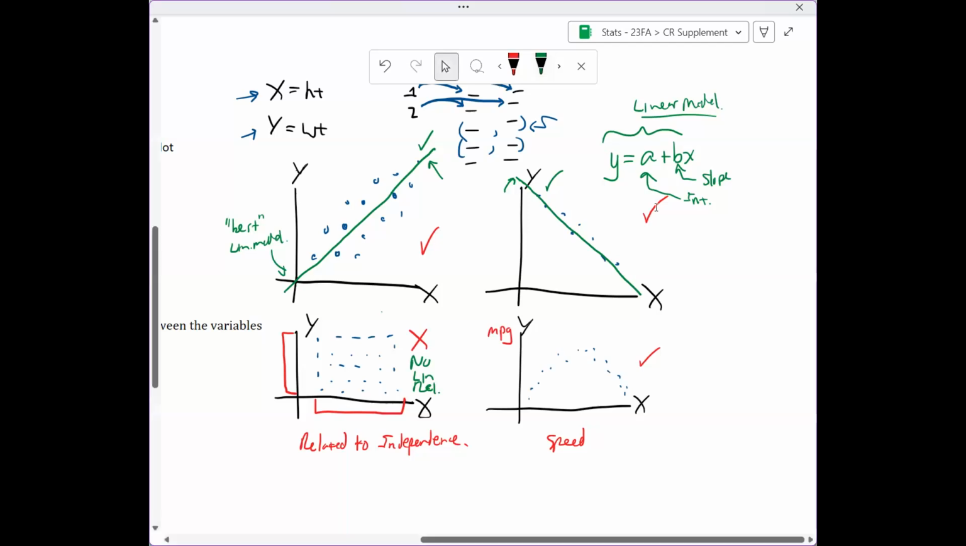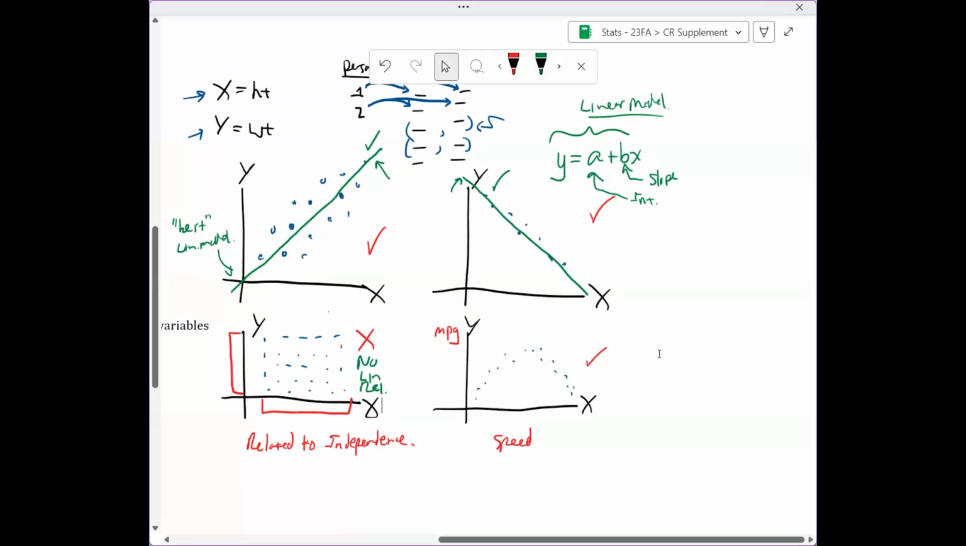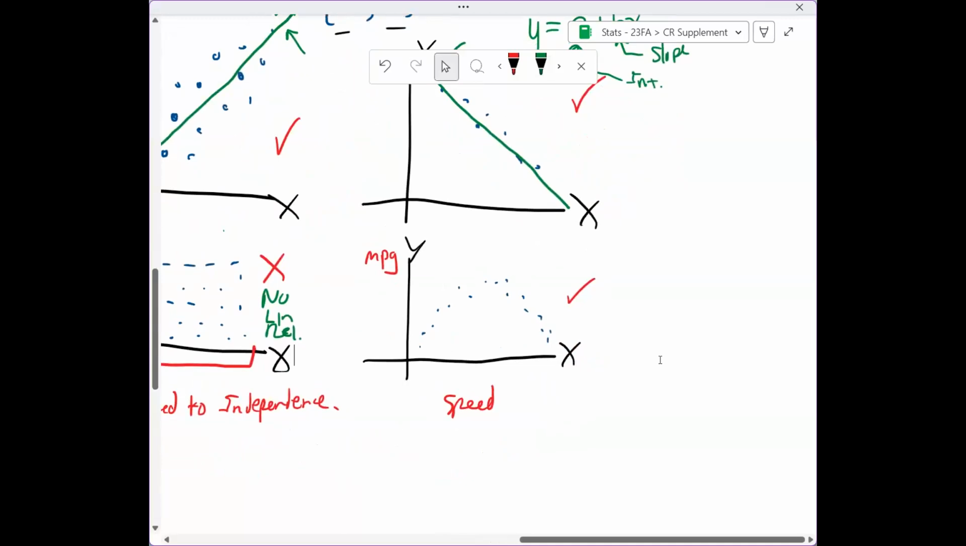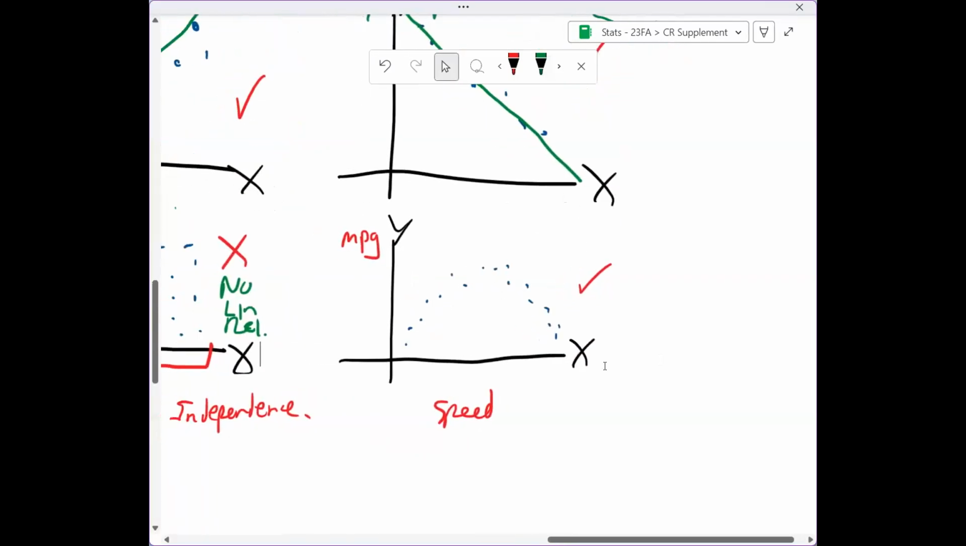And then lastly, let's look at this one on the bottom right, the speed versus miles per gallon. I'm going to blow this up a little bit just so you can see a little better. This one is a little tricky. It's a little nuanced, right? Because we did see that there's a relationship. Pretty clearly, there's a relationship. Moderate speeds give you high gas mileage, and low or high speeds give you lower gas mileage.